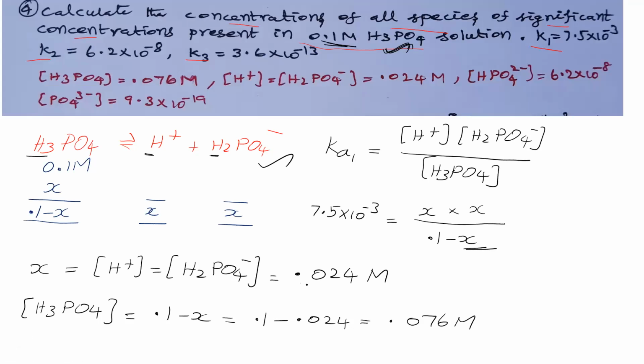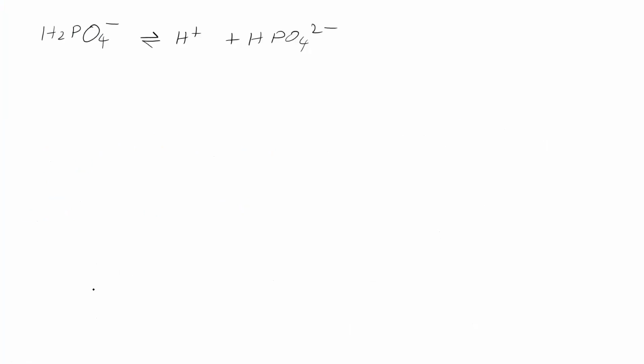Now, H2PO4 minus is donating H plus and becoming HPO4 2 minus. Now H2PO4 minus concentration is how much? In the previous page we have seen H2PO4 minus concentration, 0.024 molar, and H plus also 0.024 molar. So H2PO4 minus is 0.024 molar.